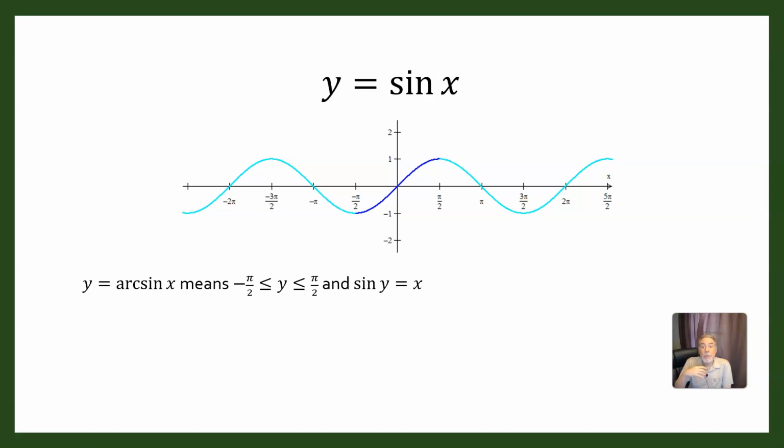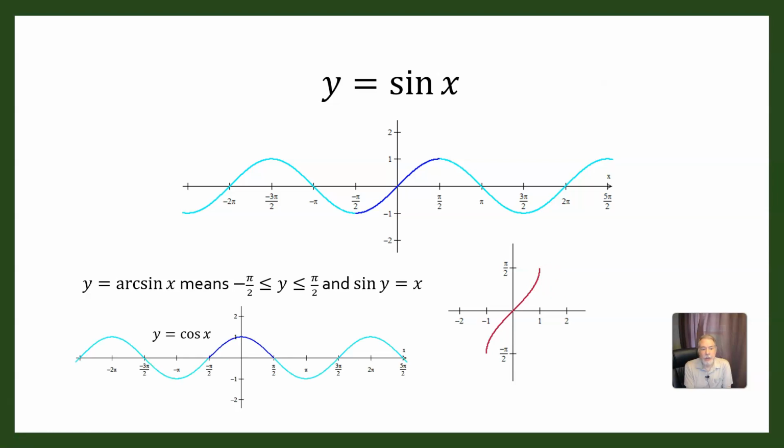Instead, it's the angle between negative and positive pi over 2 whose sine is that number. So if y is the arc sine of x, that means that not only is the sine of y equal to x, but we also insist that y has to be between negative and positive pi over 2. So you take the arc sine of something, and that something would have to be between negative and positive 1, and the arc sine of that something, by definition, comes out to be an angle between negative and positive pi over 2. But what do we know about the cosine of an angle like that?